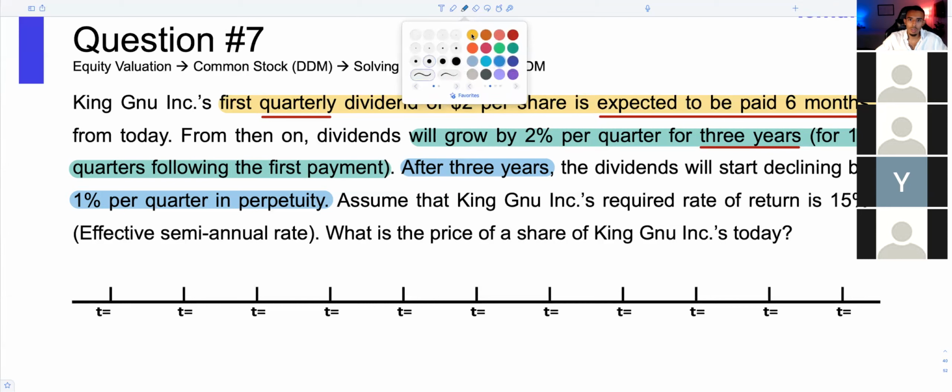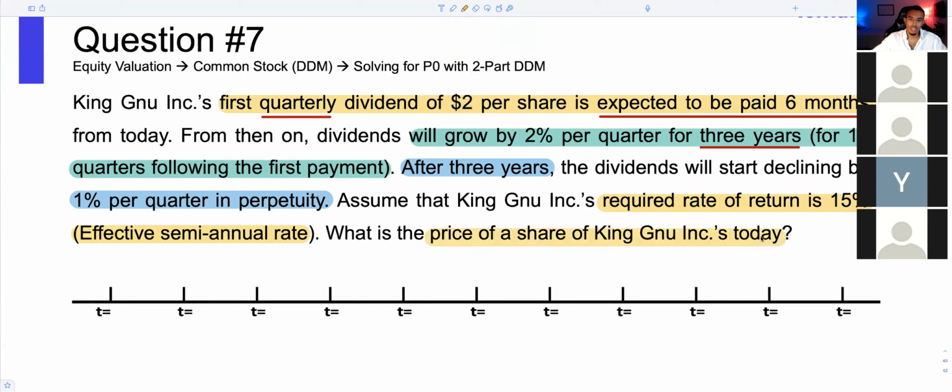So we could go back to yellow. The required rate of return is 15%, and that is effective semi-annually, or like it's the effective semi-annual rate. We're asking you, what is the price of a share of this company today? So it's definitely a strange one. There's a lot of stuff, but what's interesting is that we could, once again, break it down, build a timeline, and kind of just highlight the main pieces and make it work for us.